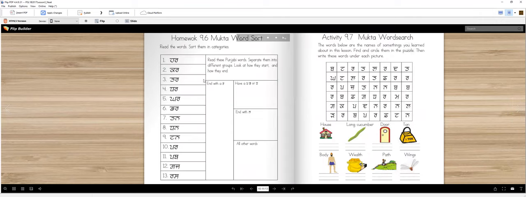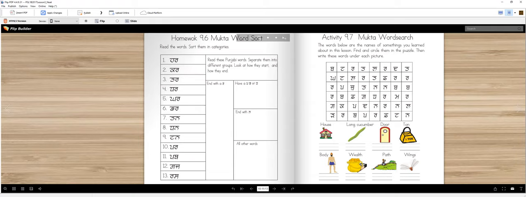Then another homework is you have to read these words. You know, some of the words are new in there. Some of the words are from the lesson. And you're going to sort these out. Read these categories. So the directions are read the words, sort them in categories. Read these Punjabi words. Separate them into different groups. Look at how they start and how they end. And they tell you over here what letter they should end with, what letters they have in them, or if they don't fit here, here, here, you write them over here.